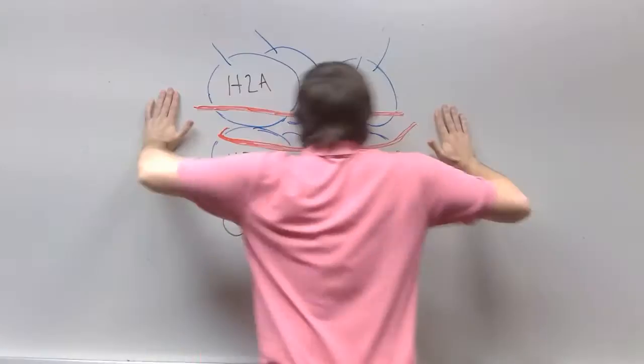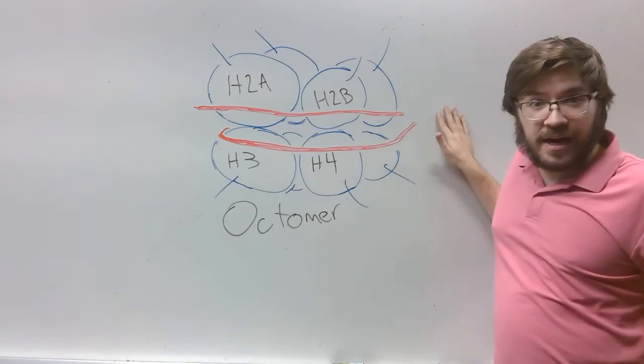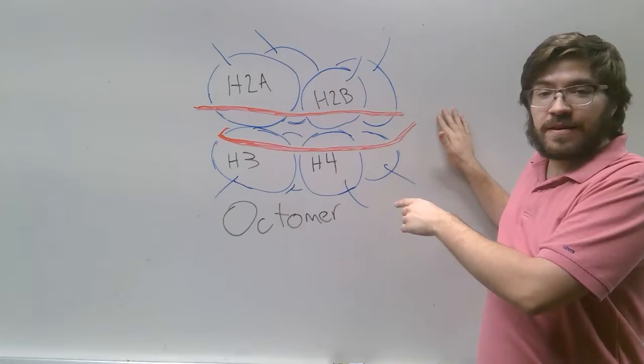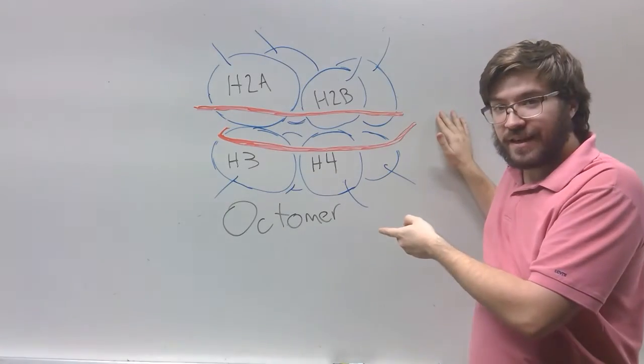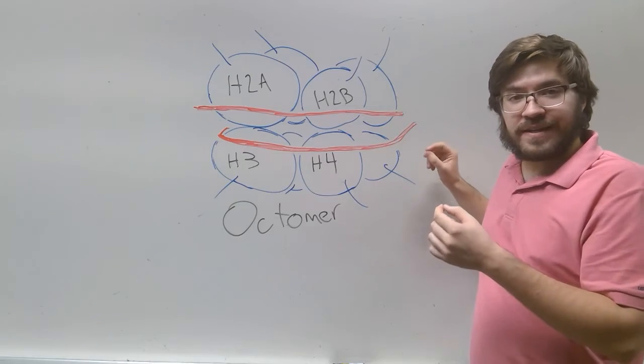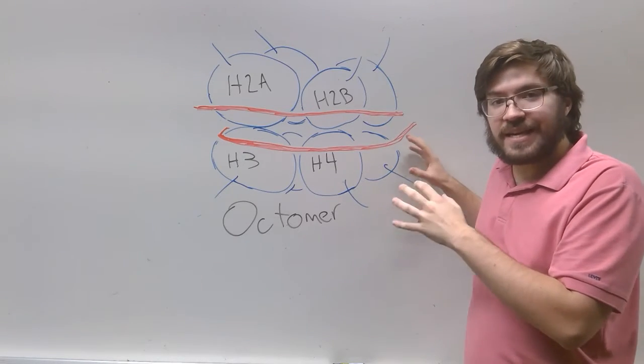DNA wraps around the octamer and the tails fold over. The tails are positively charged and the DNA is negatively charged, so they're attracted and they connect, holding the DNA in place.